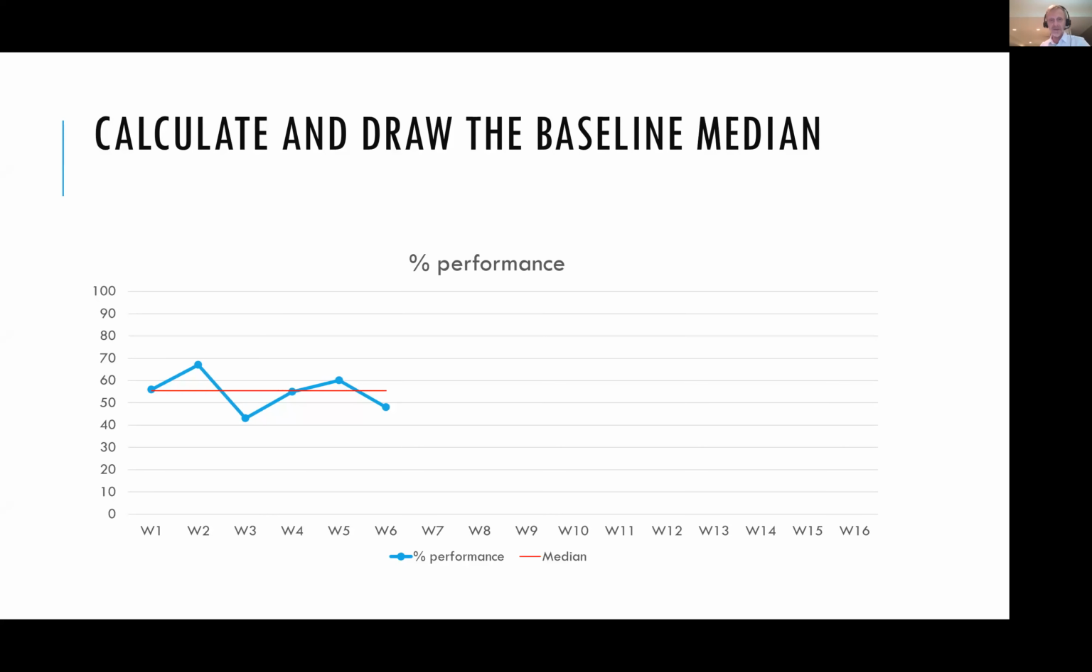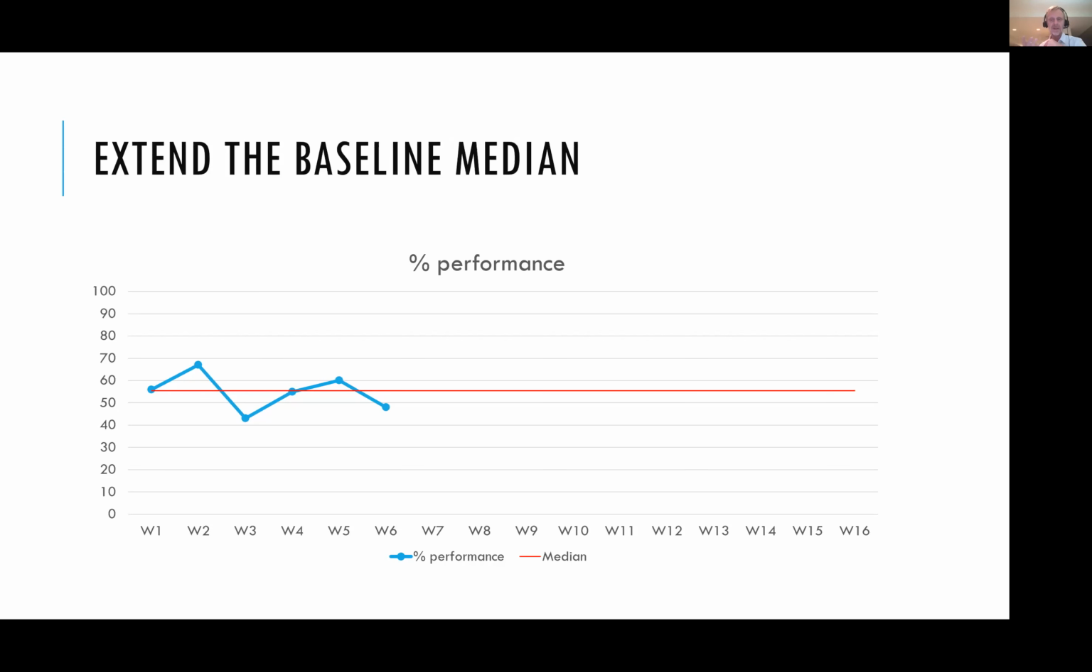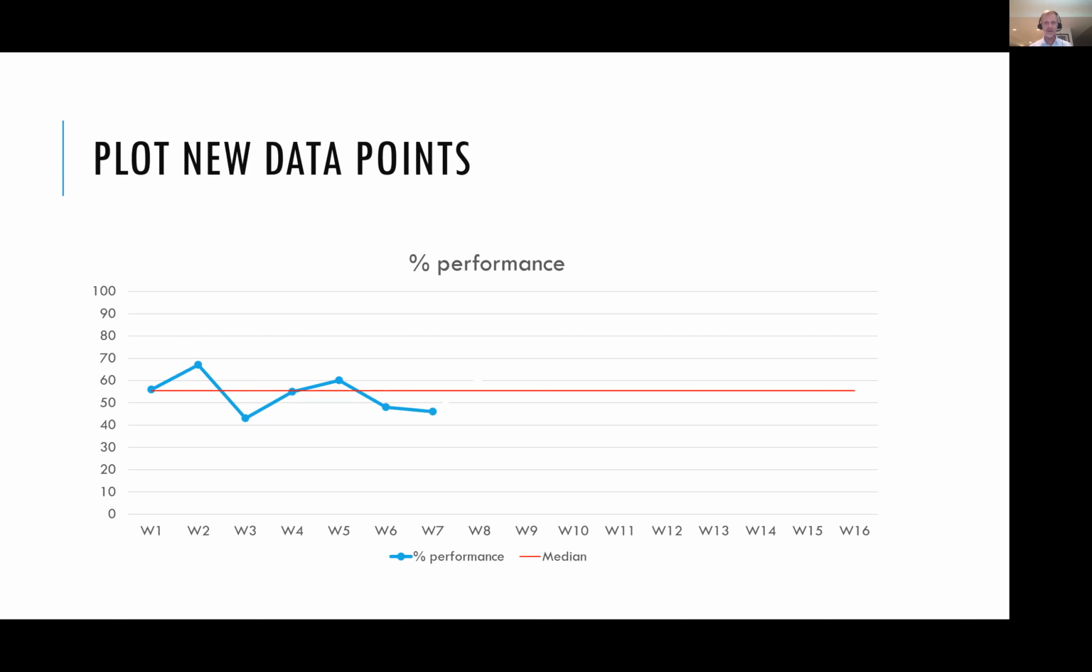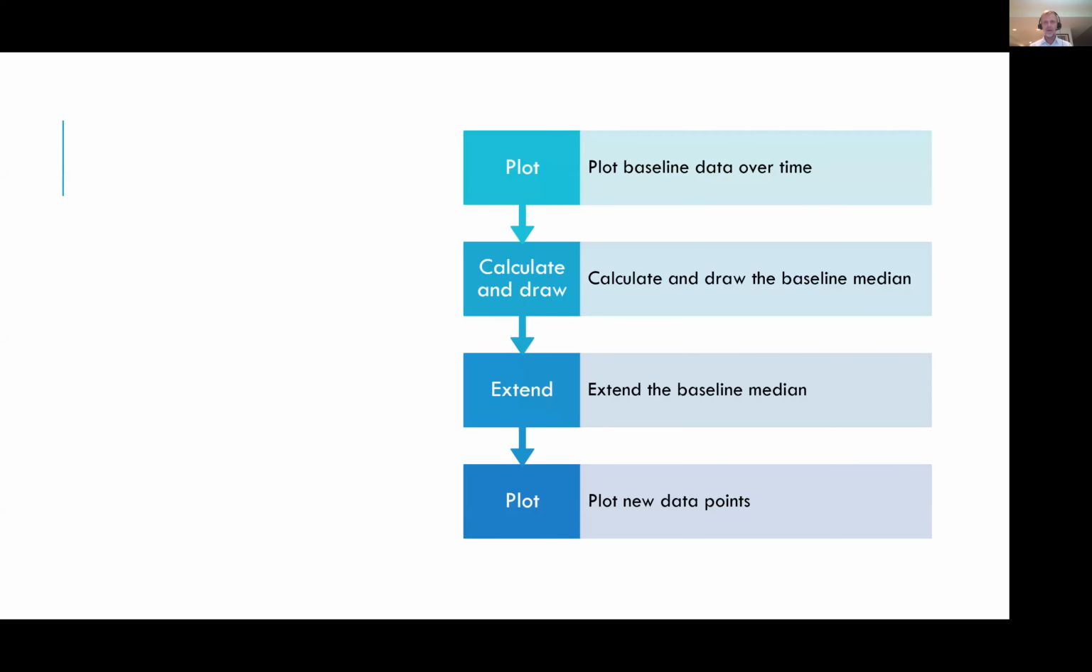The next step, which I think people often don't do, is you want to extend the median into the future. Because again, this is what you're trying to understand: is our system performance changing? By comparing it to the baseline median, you can tell whether your system is changing over time. And then as you get new data points, you add those on and look at how they are moving around the median.